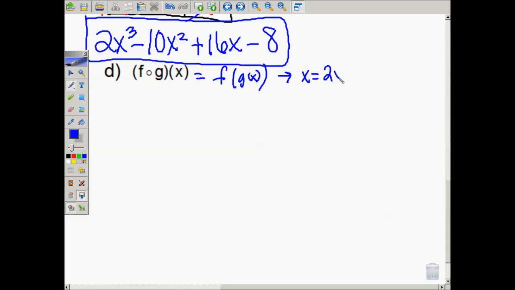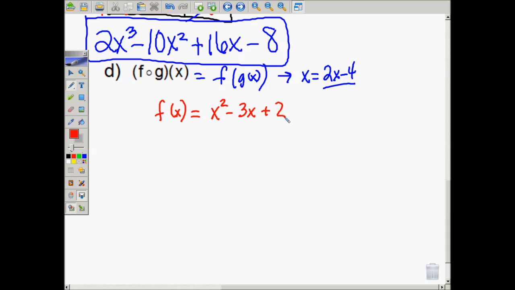2x minus 4. So wherever x is, I'm putting in 2x minus 4. So we're going to write our original f of x, just so we know what we're starting off with. And what's our original f of x again? x squared minus 3x plus 2.